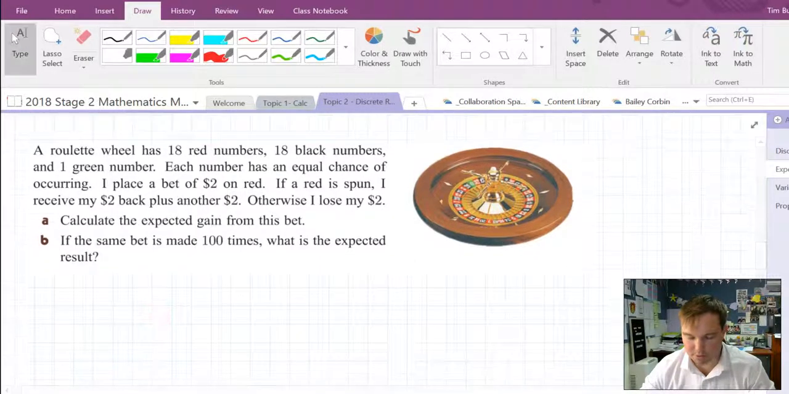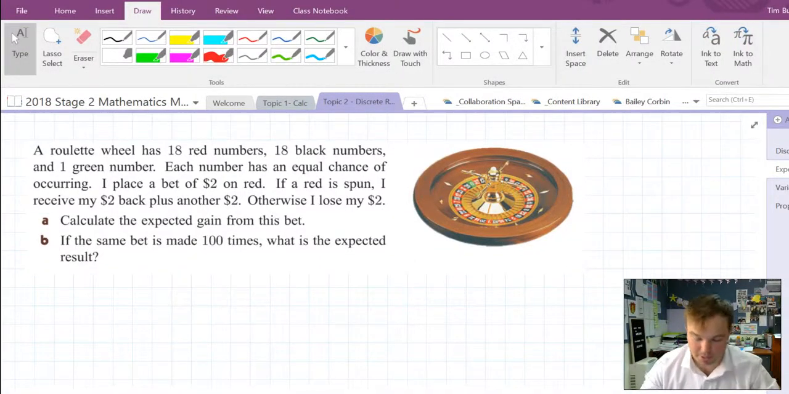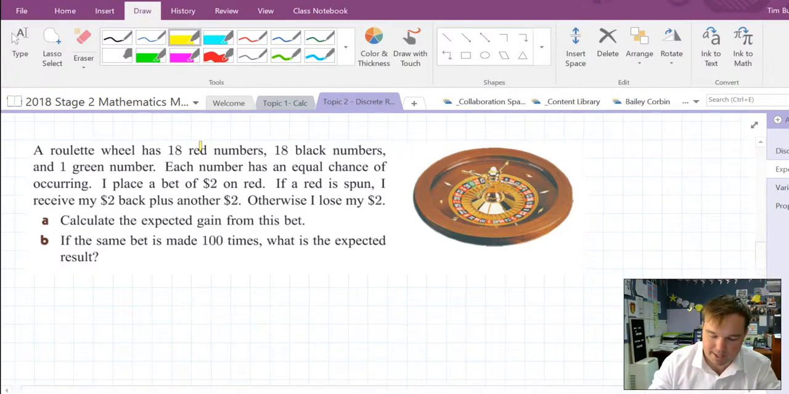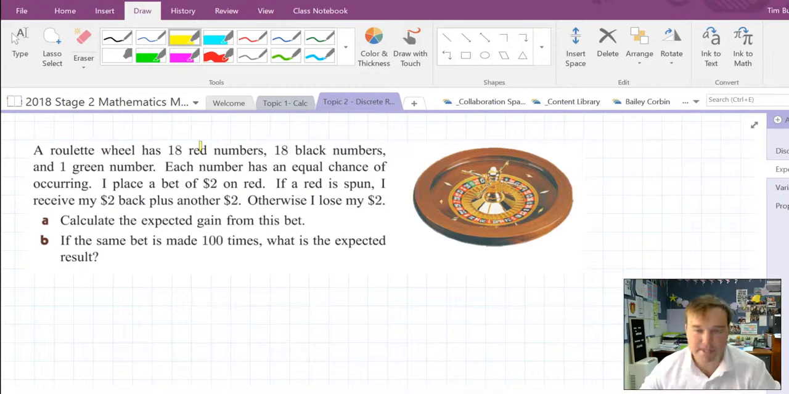So another example would be roulette. For those of you who haven't played roulette, the wheel works like this. There are 18 red numbers, 18 black numbers, and 1 green number. Each number has an equal chance of occurring. If I place a $2 bet on red, if red is spun, I receive my $2 back plus another $2. Otherwise, I lose my bet. Calculate the expected gain from this bet.